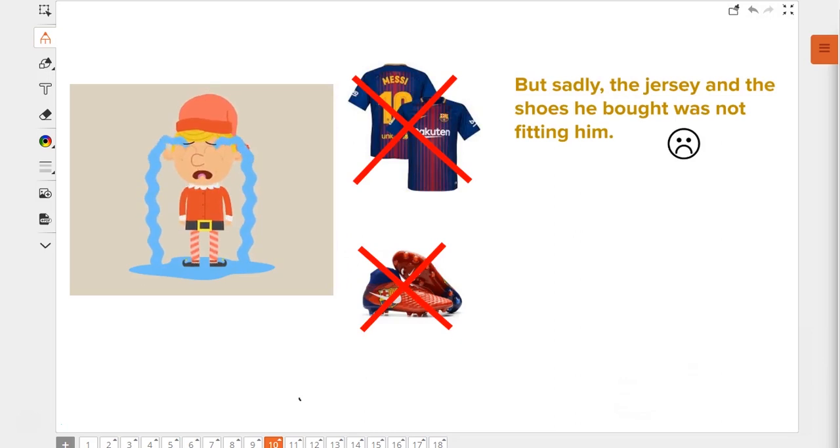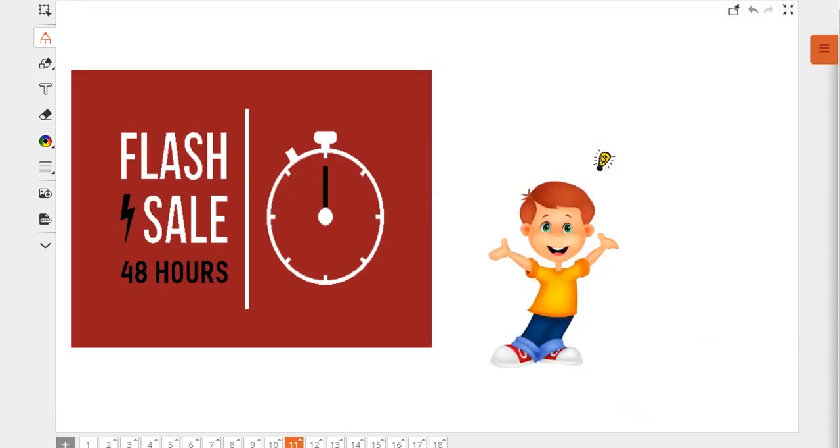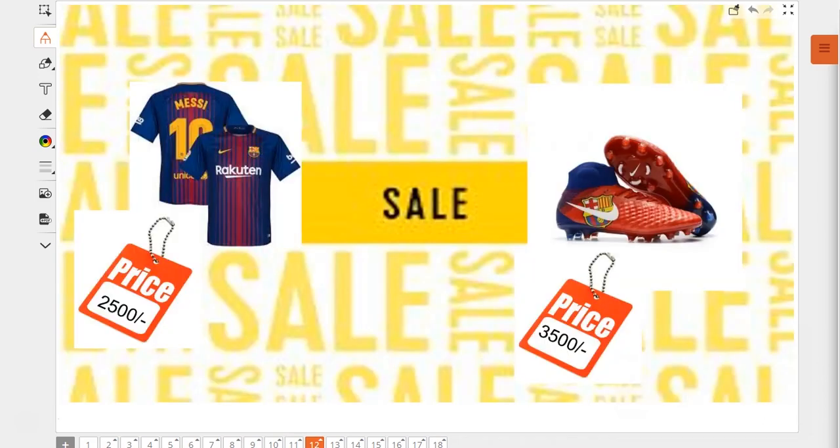Next day, when he starts wearing them and goes into the field, the shirt and the footwear, that is the shoes, were not fitting him. Oliver was really sad because these things were not fitting him. Now he's wondering what he is supposed to do with this, because he has actually spent a lot of money on that. Then an amazing idea strikes his mind. He thinks he should put this on a flash sale. He needs to sell this because he has only tried it on once, right? So he puts the jersey and the shoes up for sale. He sells the jersey at 2,500 and the shoes at 3,500. These two prices here are nothing but the selling price of the goods, that is the jersey and the shoes.